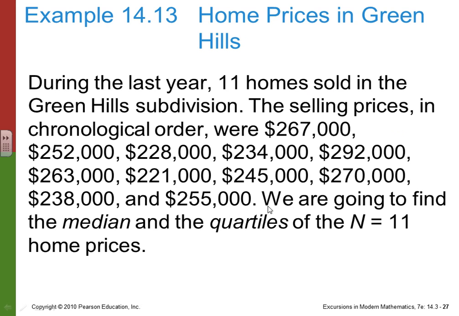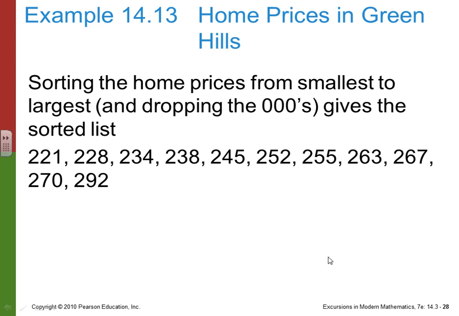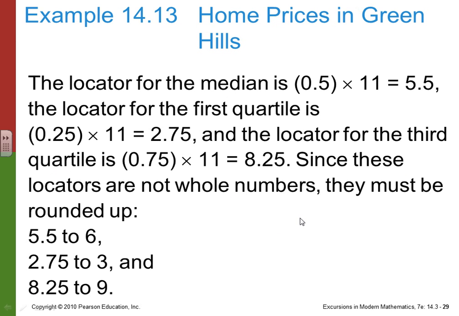So I have 11 homes. Pricing range hit this way. I want to find the median and both quartiles for n being 11. So I drop the zeros and put myself in order: 1, 2, 3, 4, 5, 6, 7, 8, 9, 10, 11. Fine. I find the median, 0.5 times 11, that's 5.5. I'm going to round that up to 6.